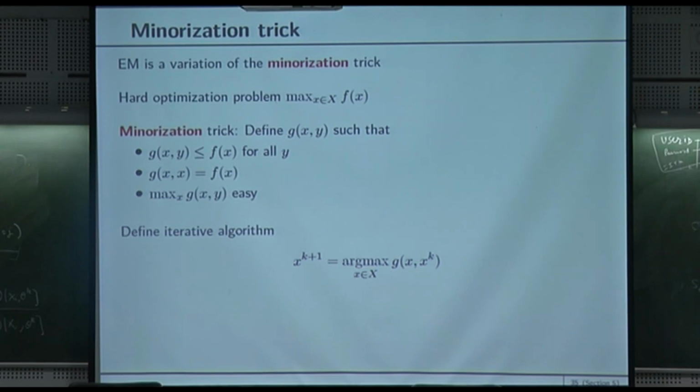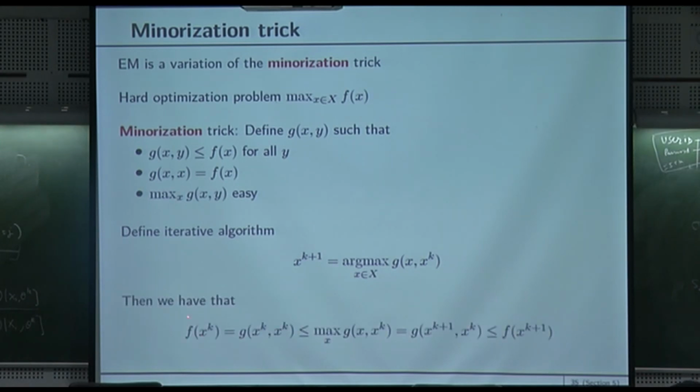Now let's define an iterative algorithm, which does the following. You start from any value x0, you optimize this, call that x1, put x1 here, optimize this again, call that x2, put it here, x3, and so on. Keep going. So what will this do?